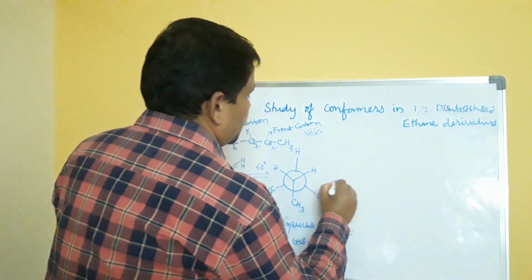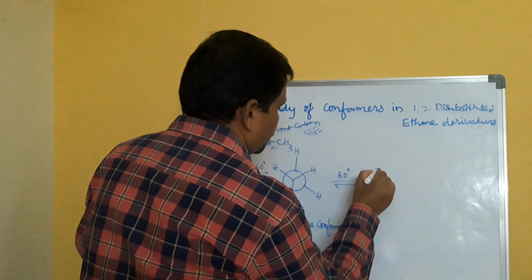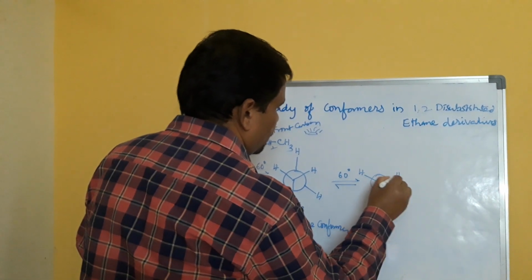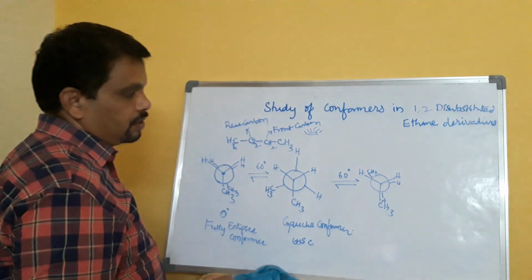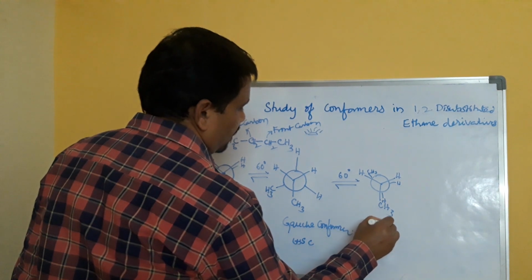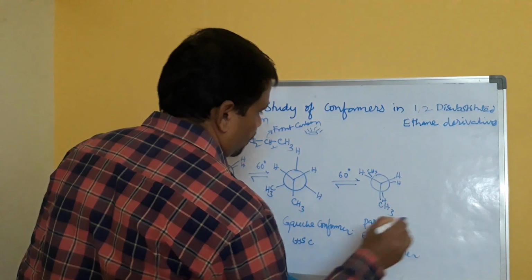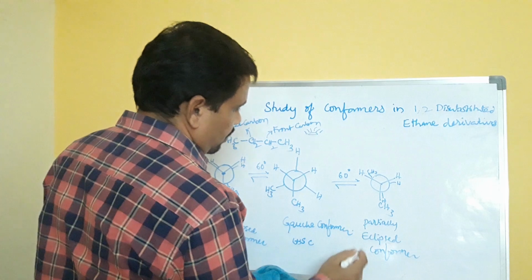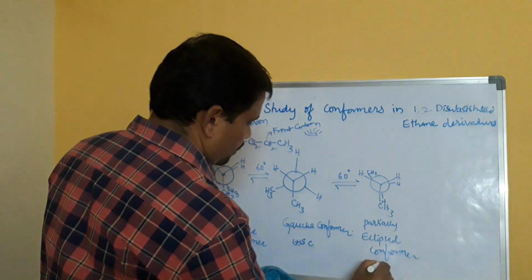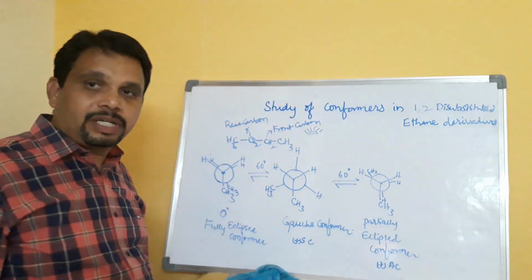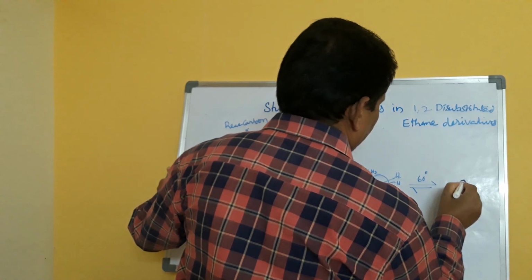Okay, so again you rotate 60 degrees. What happens? That means you will get this kind of conformer. Hydrogen, hydrogen, CH3, here CH3, hydrogen and hydrogen. So this is partially eclipsed conformer. According to Klyne and Prelog, how we can write 120 means plus AC, anticlinal, plus AC, anticlinal.